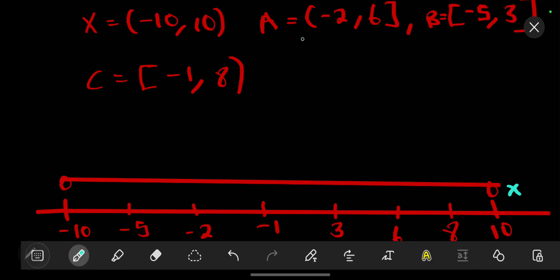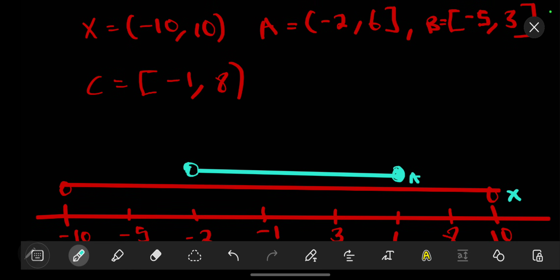Then we graph for our A. Our A is starting from negative 2 with negative 2 not included, meaning it's an open circle. We go at 6 with 6 included. We shade it like that. Then we are going to join them like that. So already this means that this is our A like that.